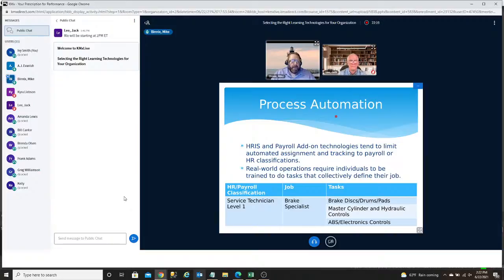How do I break out and assign them the training they need to do it? It's very hard to do if I'm limited to just identifying them by their payroll classification. You've got to have the flexibility to define the real job that they really do and drive their training accordingly, right? Because the brake specialist needs to get to brakes, discs, drums, and pads, cylinders, and hydraulic control systems, and the electronics that manage all that. The exhaust guy has got a whole different set of diagnostics and electronics he's got to get into. The transmission guy, same thing.